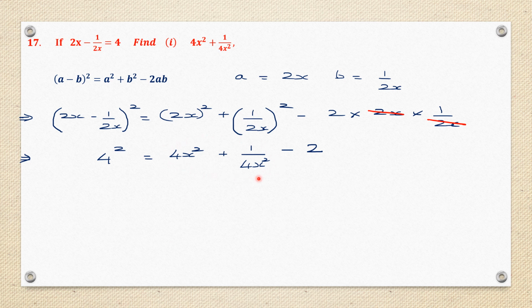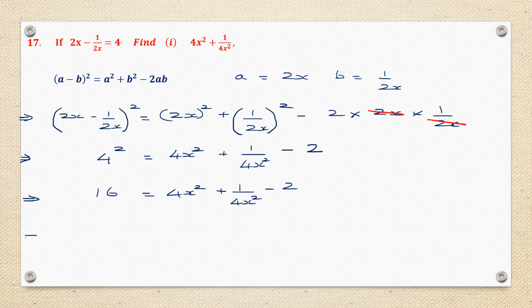See, 4x plus 1 by 4x, this is what we are asked to find out. So that I'm going to keep it as it is. So now let's simplify this. 4 square means 4 fours, that is 16, is equal to 4x square plus 1 by 4x square minus 2.